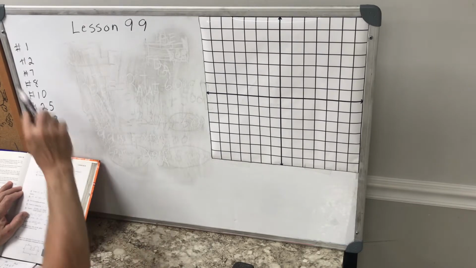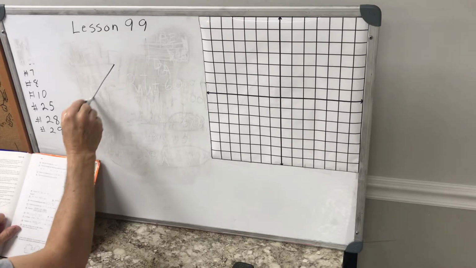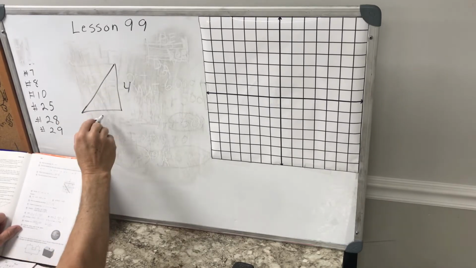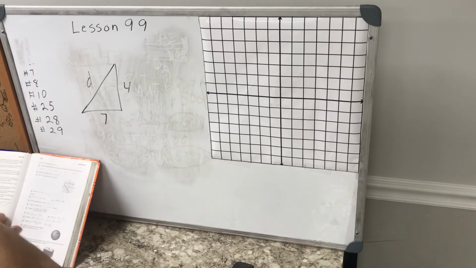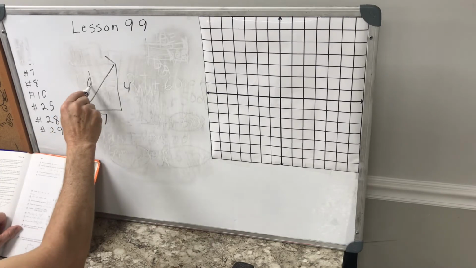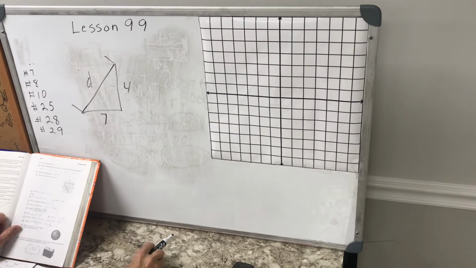All right, we did numbers 1 and 2. We're going up to 7. I tried to pick out the ones that might give you some difficulty. We have a triangle, and we have to find the missing number. This is D. We have to find D. The first thing you always observe is, are we solving for the hypotenuse, or are we solving for one of the sides of the square?